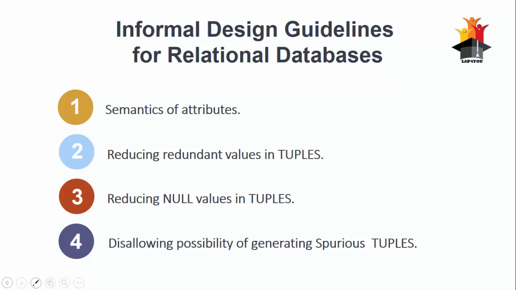As you know, there are four informal guidelines which may be used as measures to determine the quality of relation schema design. Those are: first, semantics of attributes. We should make sure that the semantics of the attributes is clear in the schema. Second, reducing redundant values in tuples. Third, reducing null values in tuples. And fourth, disallowing possibility of generating spurious tuples. Let us discuss each point in detail.